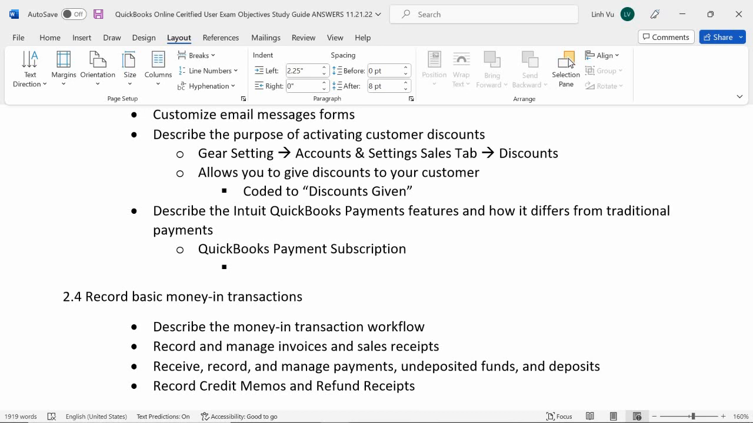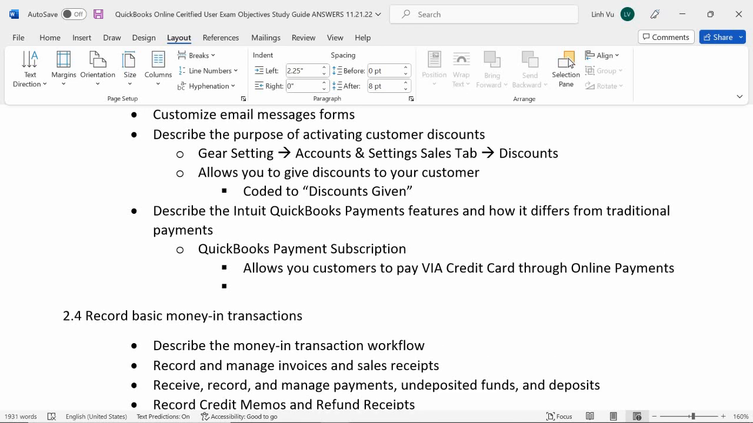we talked about how with payment subscriptions, it allows your customers to pay via credit card through online payments. Okay, and with this subscription, it also pays the credit card companies the percentage rate for accepting credit card payments. So remember that rule, because when you accept credit card payments, right?